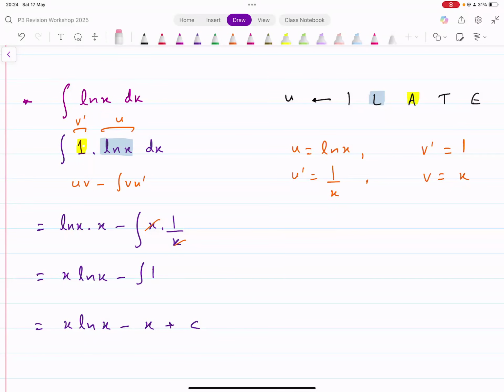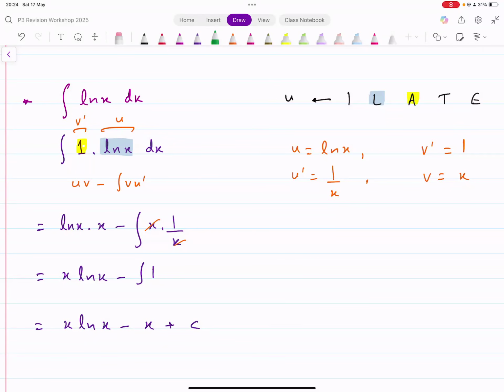So integrating ln x, the process works like this. We write it as 1 into ln x. We don't know the integration of ln x directly, right? It's not given in the formula sheet. The derivative of ln x is 1 over x, but the integration of ln x, we don't know. So the integration of this function works like this. We write it as a product, 1 into ln x. Now it becomes a product, and then we apply integration by parts in this.